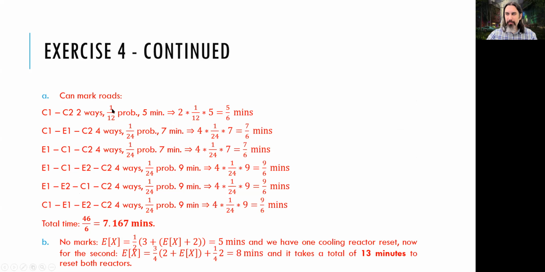C1, C2 itself has 1 over 12 probability. Why? Because there's a 1 over 4 chance of picking this one, and there's a 1 over 3 chance of picking this one, because I already know which one is C1, so there are only 3 paths left I can pick. So 1 over 12.